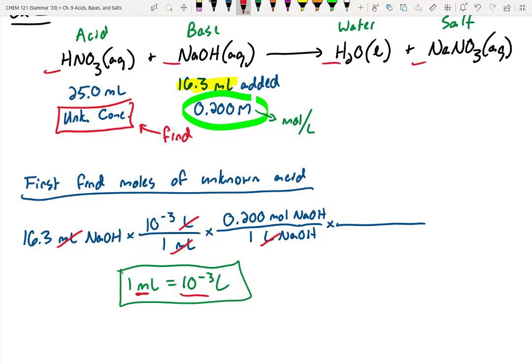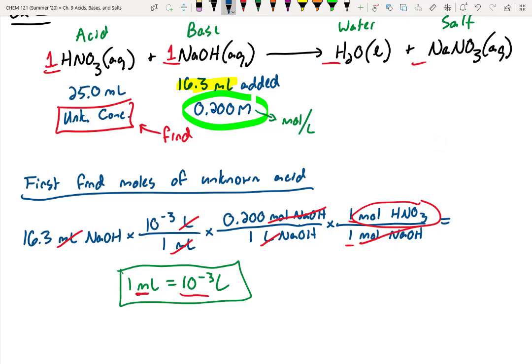So what that means is we have 1 mole of NaOH for every 1 mole of nitric acid. So we can use this to cancel it out. So I'd cancel out moles of NaOH down here. And we know we get 1 mole of HNO3. So like I said, these are the reaction coefficients from the balanced reaction. So now we can go ahead and cancel out moles of NaOH, and we're left with moles of nitric acid. So not too bad.